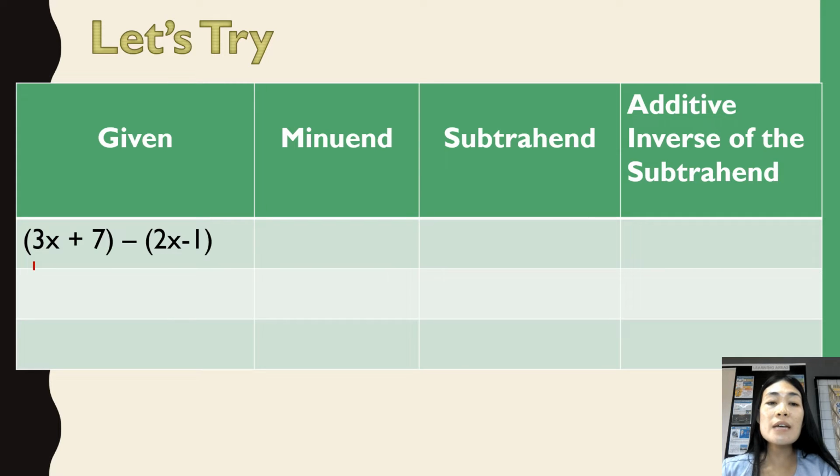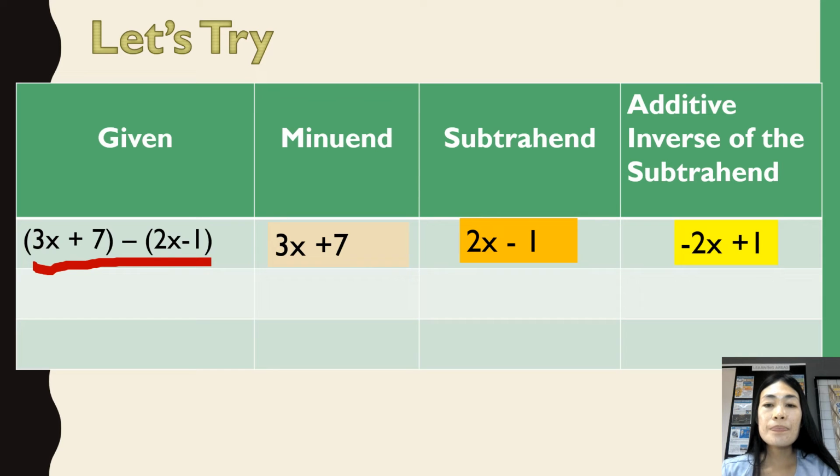In this given, what do you think is the minuend? Correct. It's 3x plus 7. What about the subtrahend? Correct. 2x minus 1. What about the additive inverse of the subtrahend? That's correct. It's negative 2x plus 1 since the subtrahend is positive 2x minus 1. So we will take the reverse sign of the subtrahend.